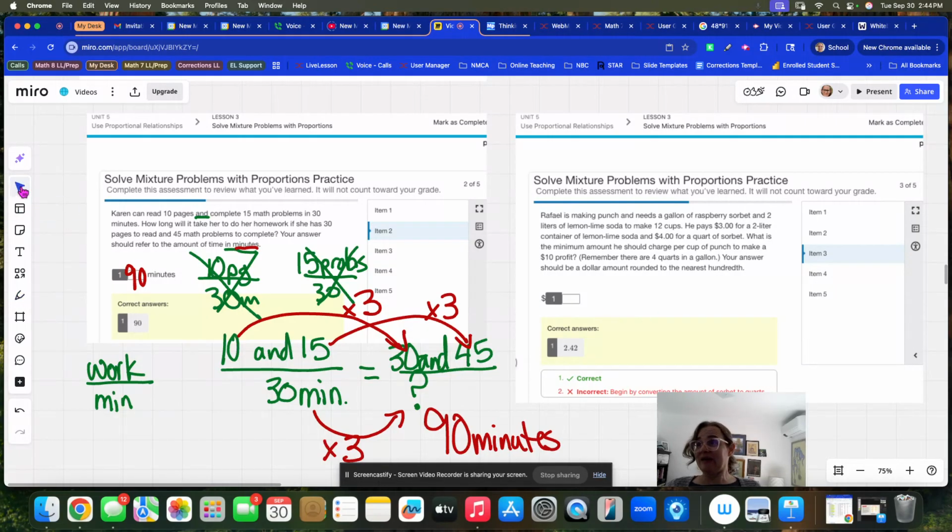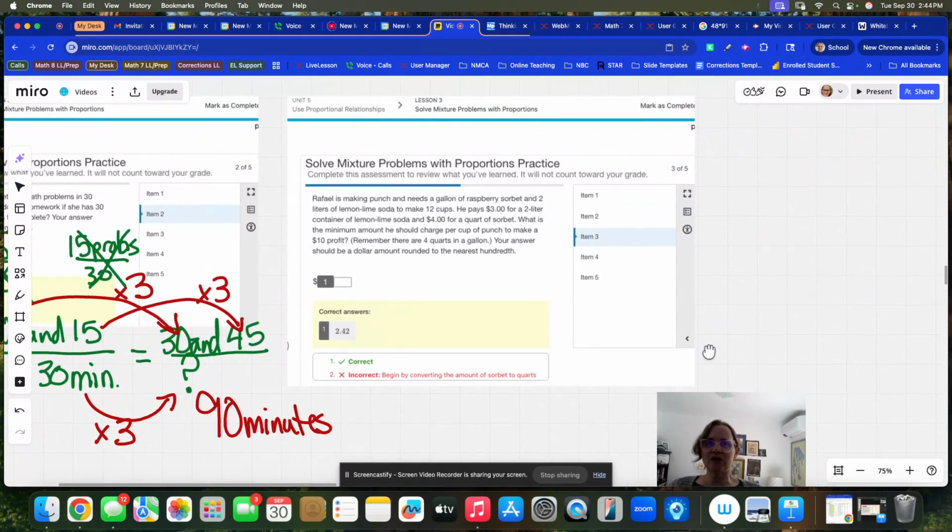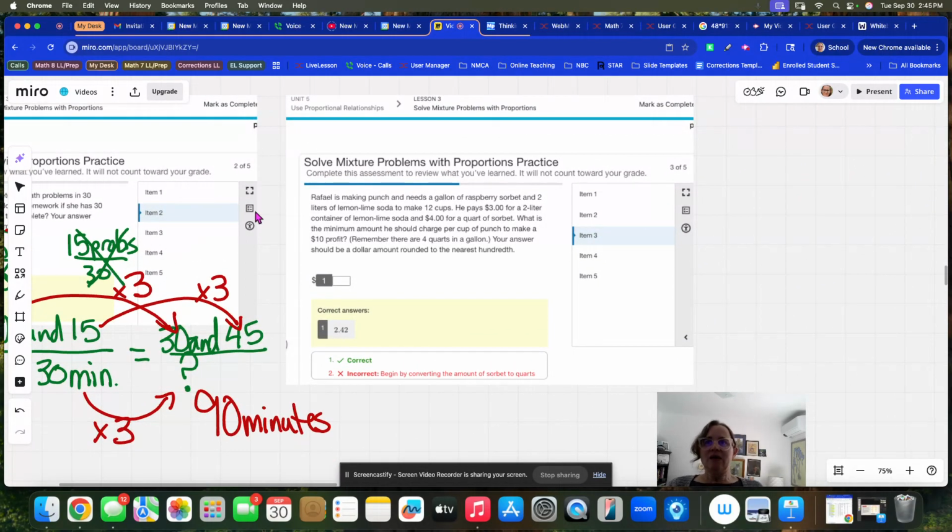This one I really struggled with, and I ended up just using kind of some logic here to figure it out. Raphael is making punch and needs a gallon of raspberry sorbet and 2 liters of lemon lime soda to make 12 cups. He pays $3 for a 2-liter container of lemon lime soda and $4 for a quart of sorbet. What is the minimum amount he should charge per cup of punch to make a $10 profit? Remember, there are 4 quarts in a gallon.